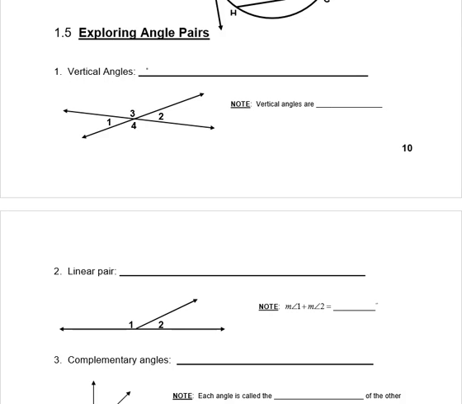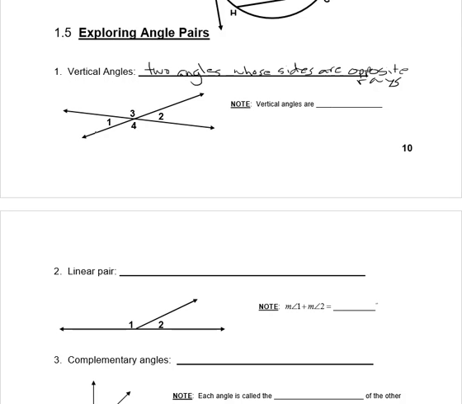Vertical angles are going to be two angles whose sides are opposite rays. So that's kind of like our formal definition. But if we were to think about it a little bit more informally, what that basically means is this: angles that are across from each other, or directly across from each other.